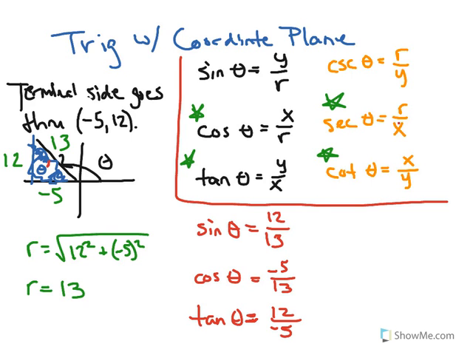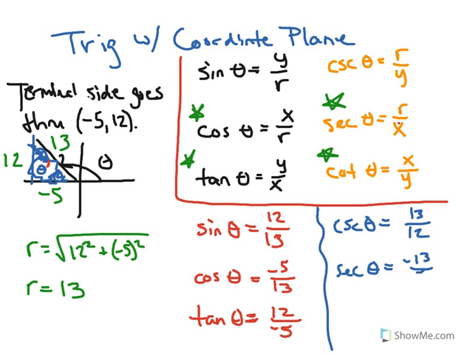For the reciprocals, just flip it. Reciprocal of sine is cosecant, and that will be 13 over 12. And just because you flip the fraction doesn't mean it's going to go from negative to positive or vice versa. Secant would be negative 13 over 5, and cotangent will be negative 5 over 12. And so there's your 6 trig functions.